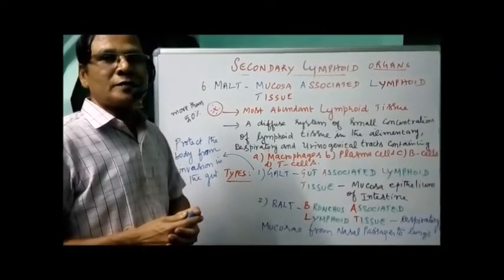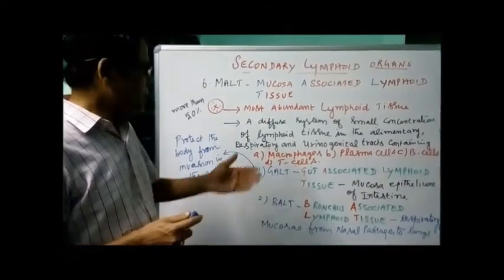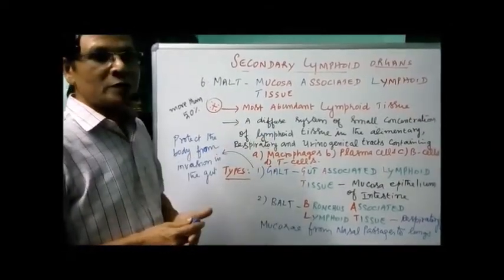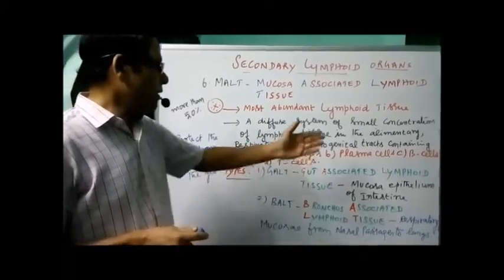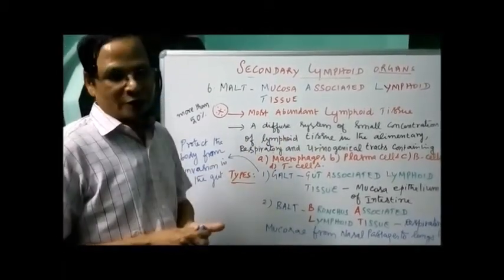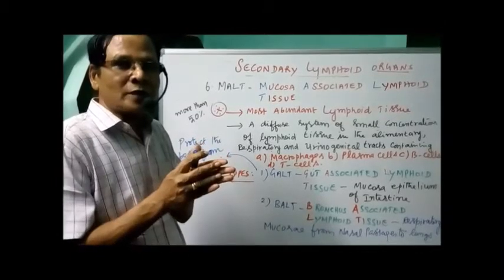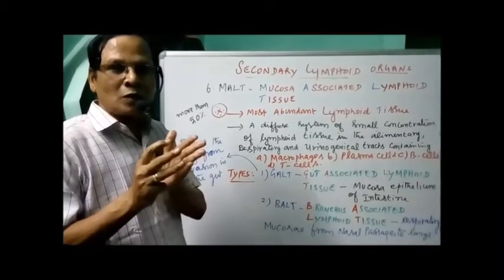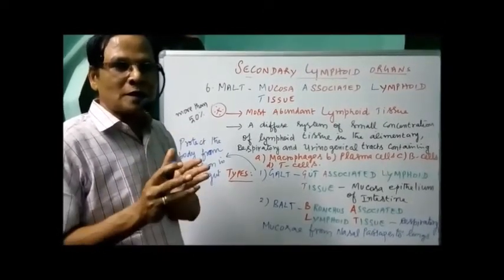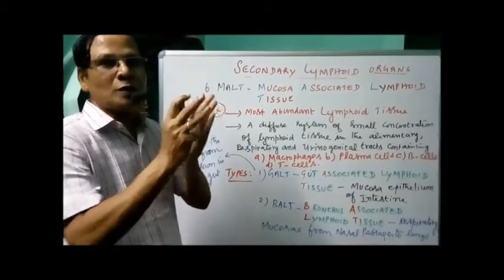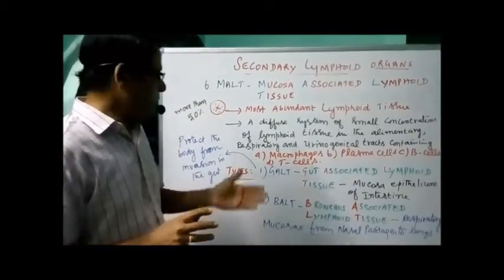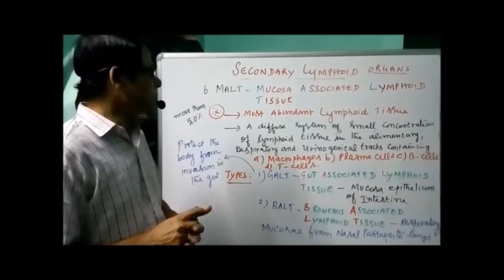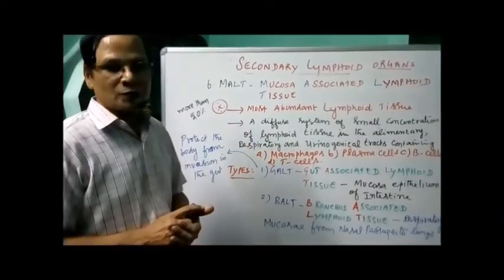It also contains a variety of cells: the macrophages, the plasma cells, the B cells and T lymphocytes. These cells are well situated to encounter pathogens passing through the mucous epithelium. So that is the nature of MALT, mucosa associated lymphoid tissue.